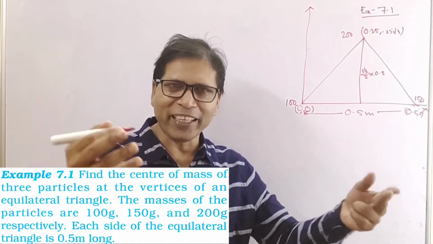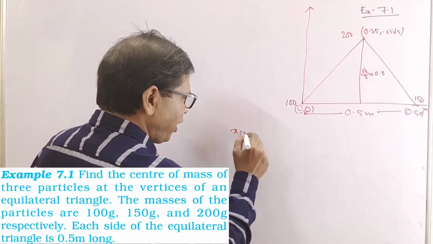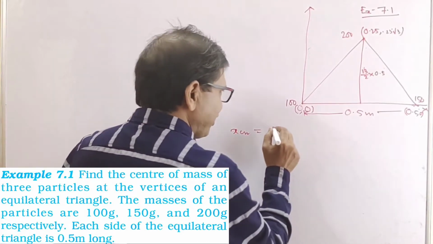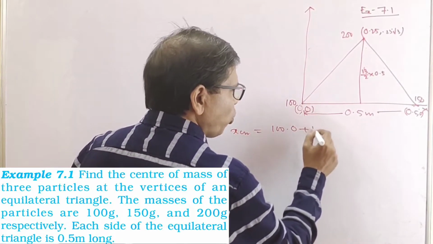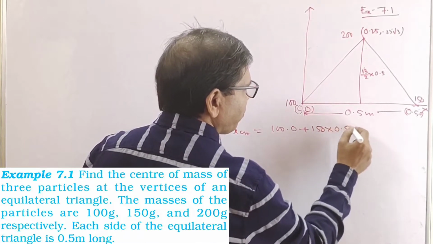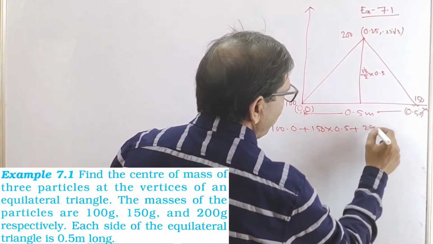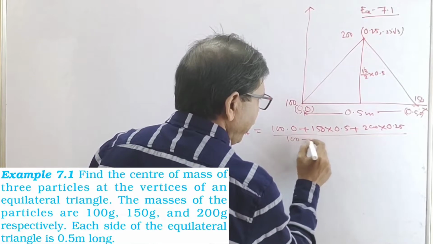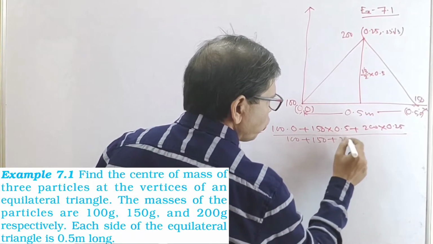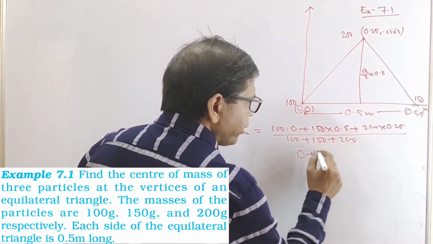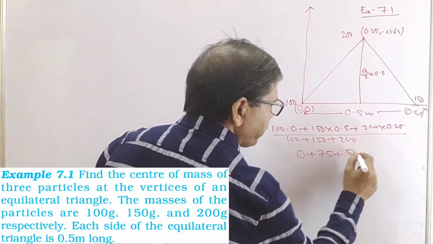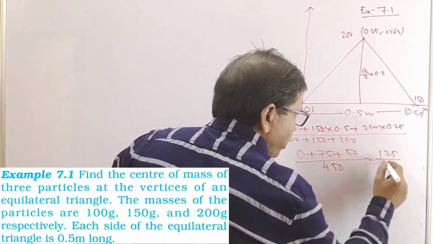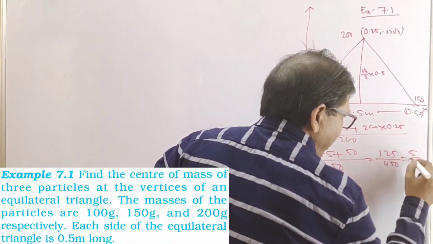Now what is the formula of xcm? Look at this, xcm is equal to m1x1 plus m2x2 plus m3x3, all divided by the total mass. So this is 100 into 0 plus 150 into 0.5 plus 200 into 0.25, whole divided by 100 plus 150 plus 200. This is 0, this is 75 and this is 50, whole divided by 450. So this is 125 divided by 450, that is 5 by 18.